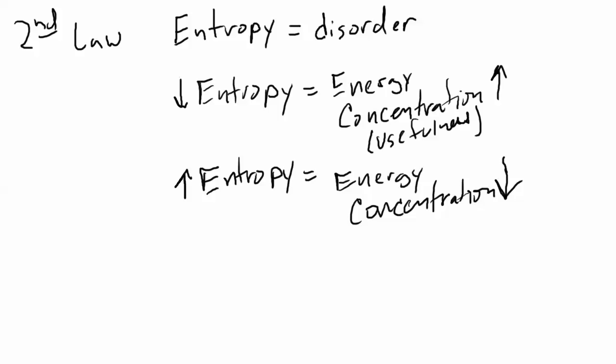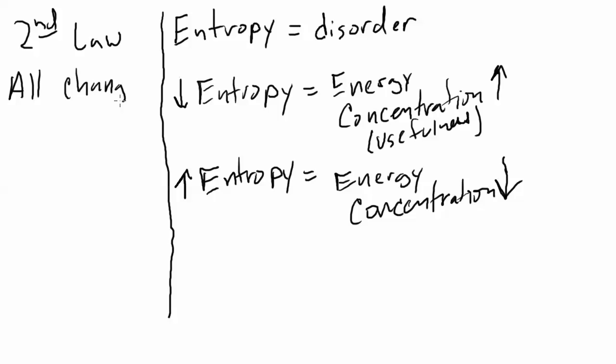And so what the second law says is that whenever you have any kind of a change, the total entropy of whatever you're examining has to go up. So all changes increase entropy. Now that means the total. Sometimes if you're looking at just a part of something, it looks like the entropy is going down. That can happen. But if you look overall, then the entropy has to increase.